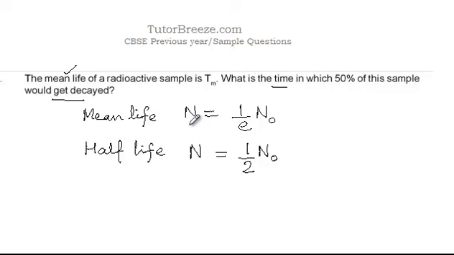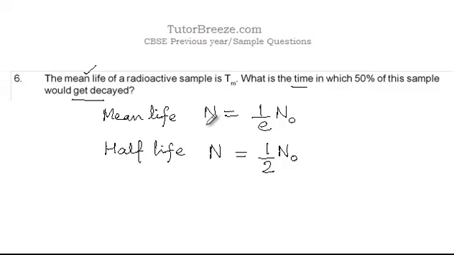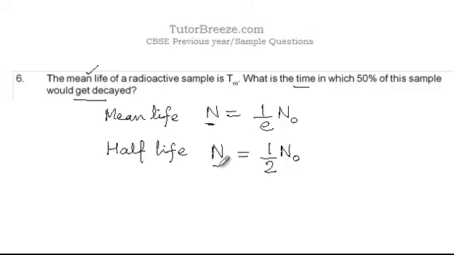So if you notice, in both these definitions, it's not a formula, this is just a definition. This is the number that remains and not the number that decays. Now the question says that you have to find the time in which 50% of the sample decays. So if 50% of the sample decays, then what remains is also 50%. Had the question said that 75% of the sample decays, then 25% would have been left. So then N would have been 25%.